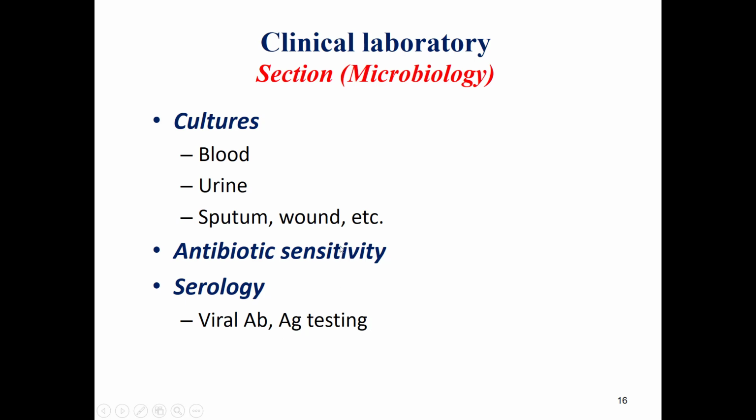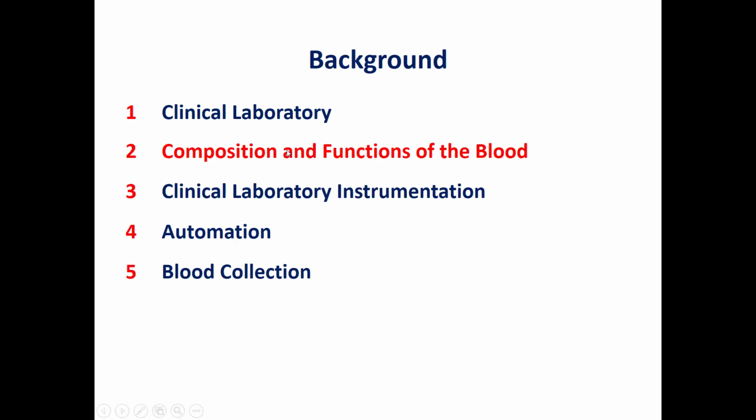So we have different areas and sections, as we said before, in the clinical laboratory. We have chemistry, hematology, and microbiology. The majority of the workload is in the chemistry area, which includes different sections. Then comes the hematology area, and finally the microbiology area. Now we'll start with the second point in this background, which is related to the composition and functions of the blood.